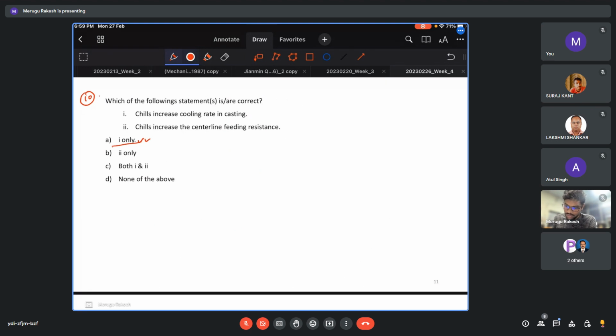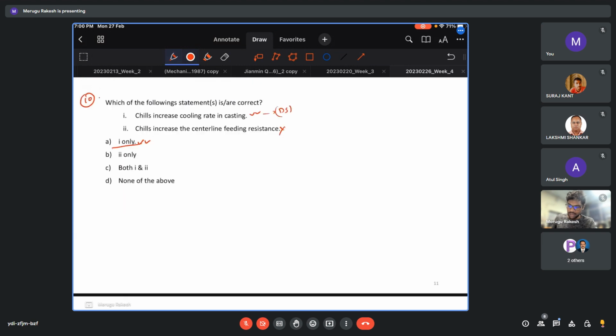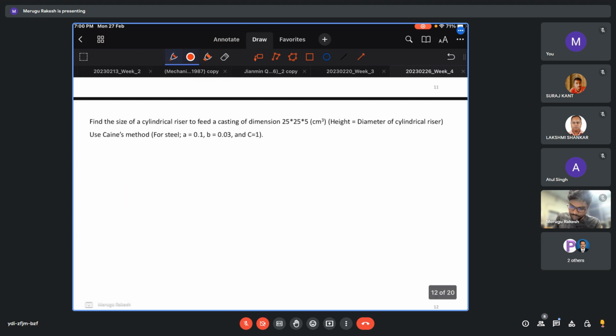So it doesn't have anything to do with the central line feeding resistance. It is just to increase the cooling rate. Also, generally we use it for directional solidification. Instead of progressive solidification, we can induce directional solidification, since it extracts heat from the casting itself. So option A is the correct one. Any doubts? Else we can move to the next question.